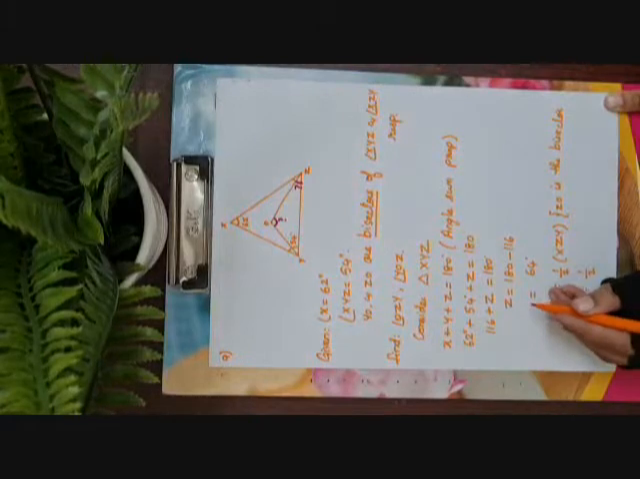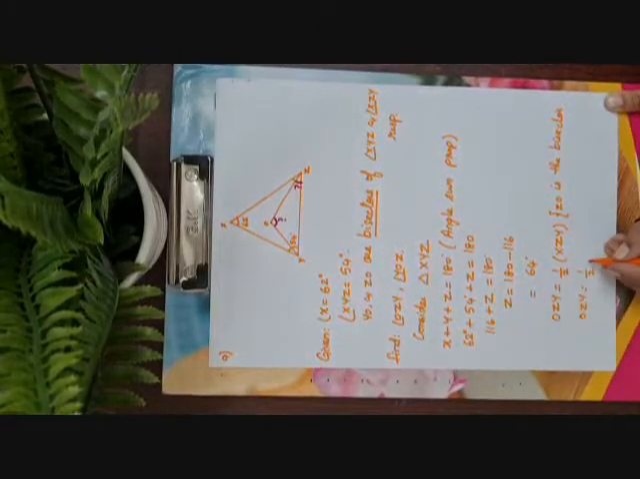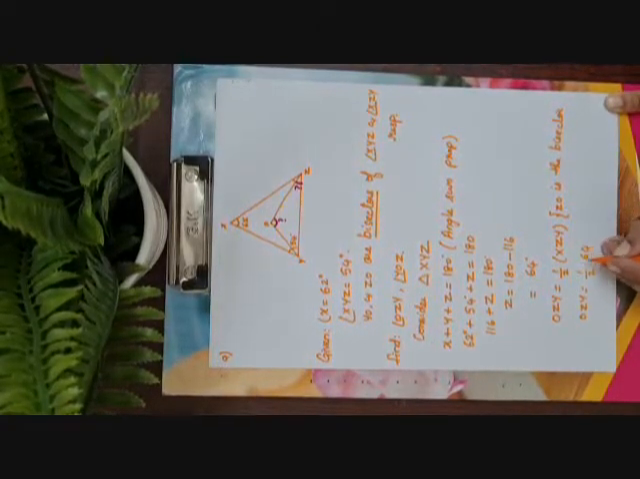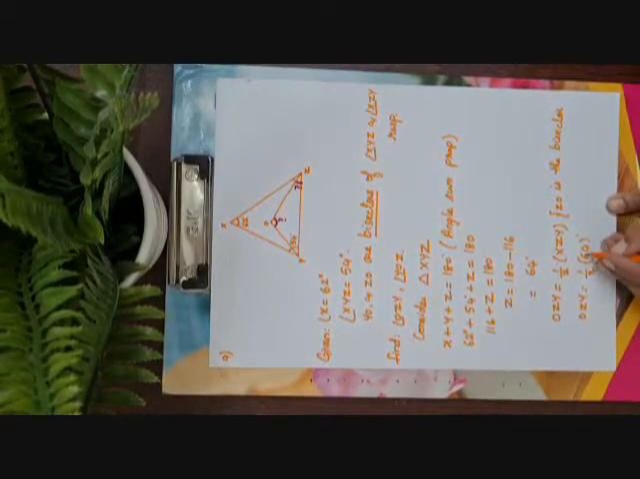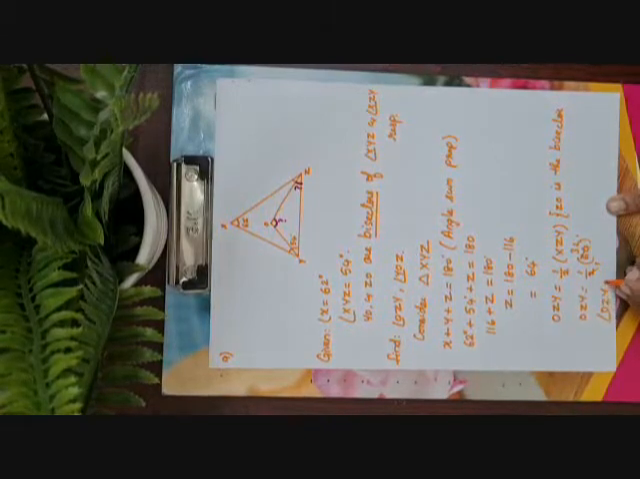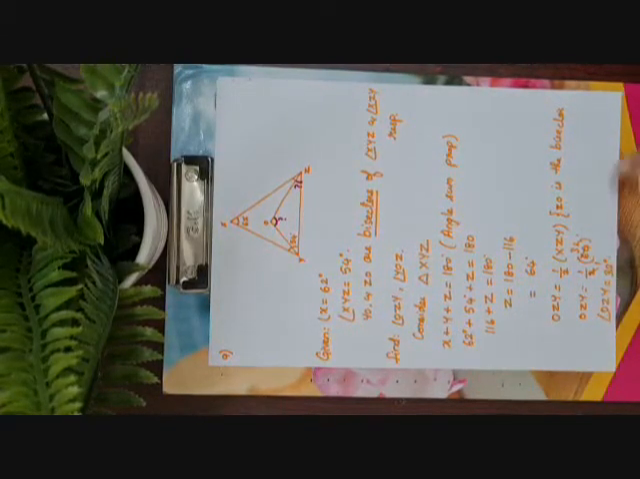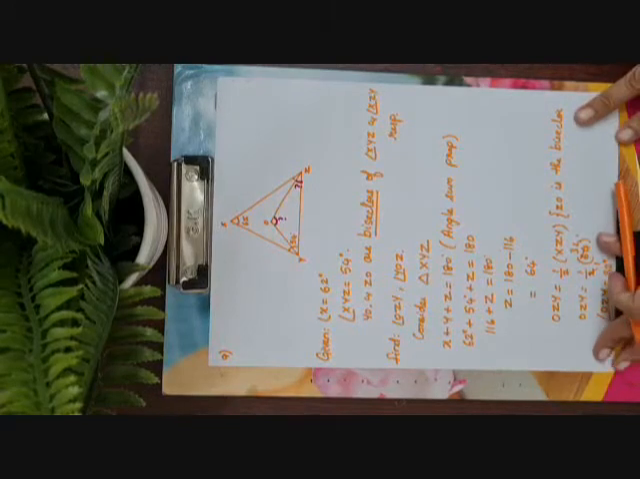What is the value of angle XZY? We found it as 64 degrees. Just now we found, no? We got it as 64 degrees. So half of 64 is nothing but 32. So angle OZY is equal to 32 degrees. I hope it is clear children.